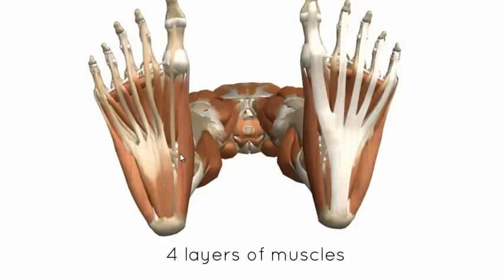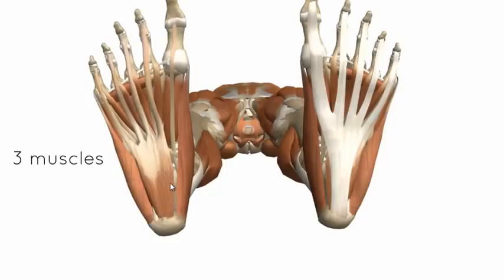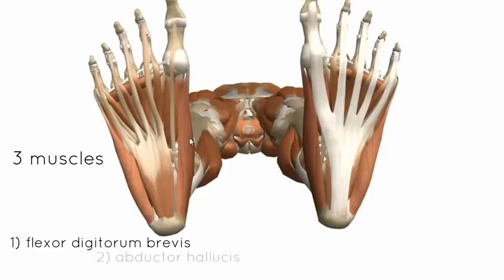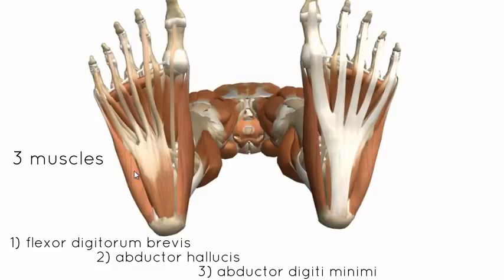So you've got this first layer, which is the most superficial layer, and then 3 other layers which I'll come on to talk about. So these muscles form a lot of the soft tissue bulk that you can feel in the foot. So I'll start with this central muscle. So there's 3 muscles in this first group. So you've got the flexor digitorum brevis muscle, you've got the abductor hallucis, and the abductor digiti minimi.